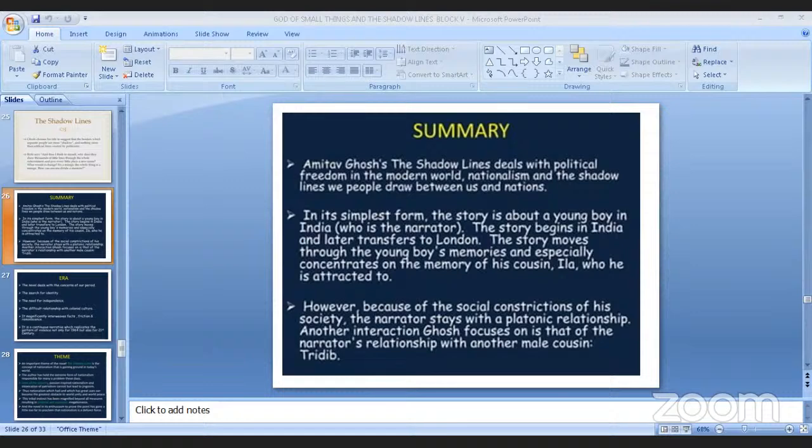So this is basically a story about connection and identity told through the lives of two Indian families, one based in Calcutta and the other in London. The novel explores the theme of borders, both physical and psychological, and how they can be used to define the limits of lives.